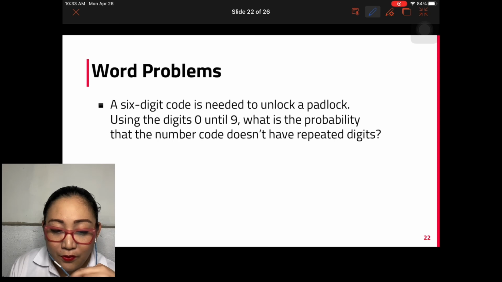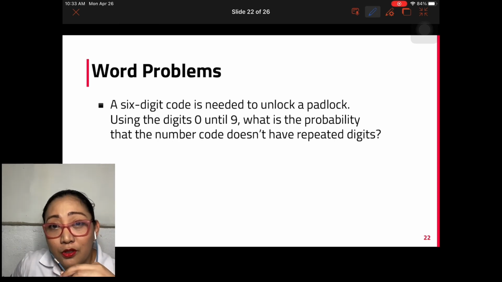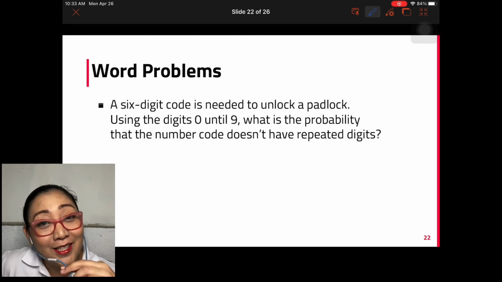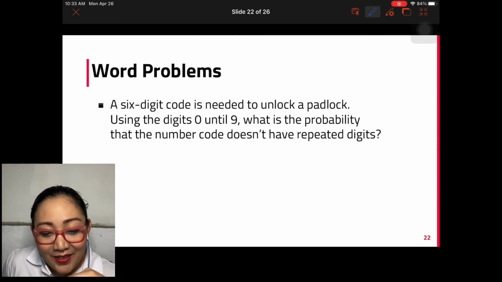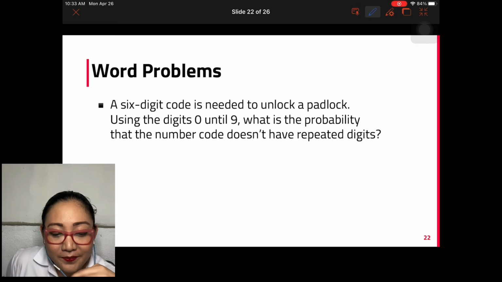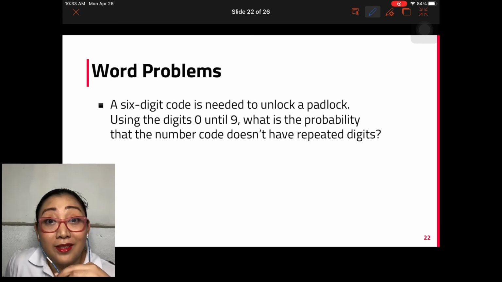Okay, let's move on. Paano naman kung kailangan gamitan ng combination at saka ng permutation? Nakalimutan nyo na ba? Hindi dapat nakakalimutan kasi kasama yun sa lesson natin. Okay? So, we have permutations and combinations. Let's look at this. A 6-digit code is needed to unlock a padlock. Using the digits 0 until 9, what is the probability that the number code doesn't have repeated digits?